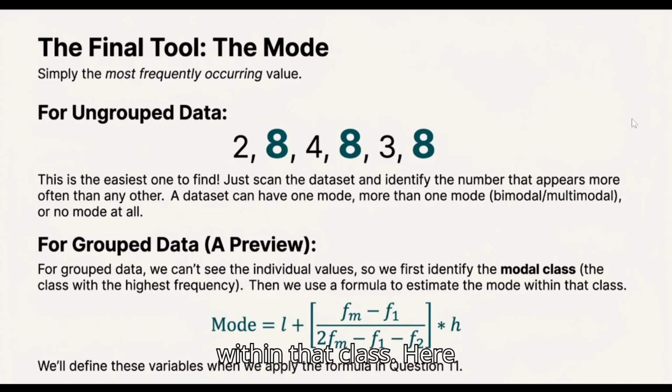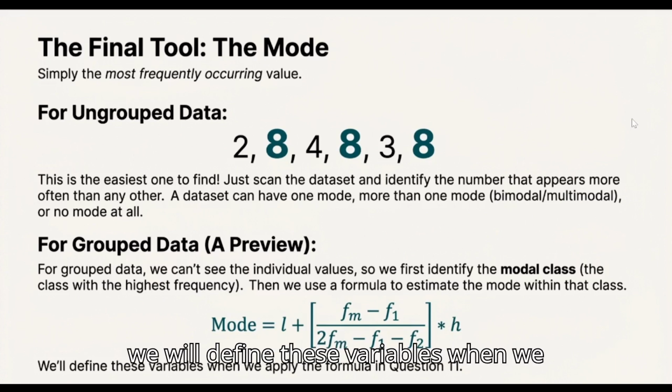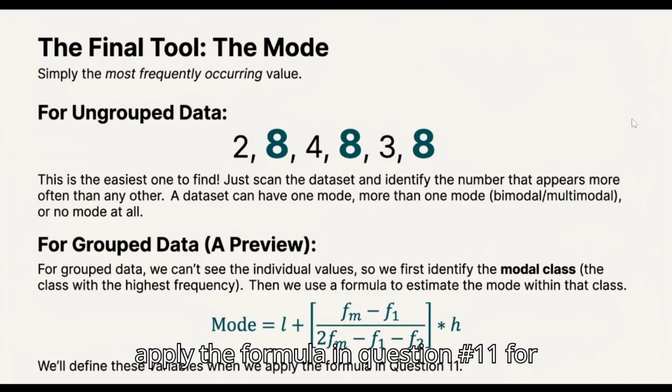Here the formula is L plus F subscript M minus F subscript 1 divided by 2F subscript M minus F subscript 1 minus F subscript 2, into H. We'll define these variables when we apply the formula in question number 11.